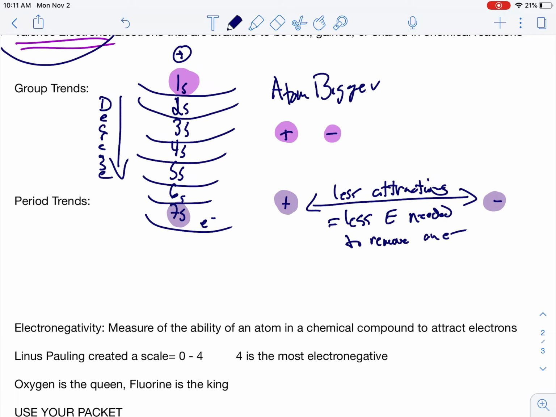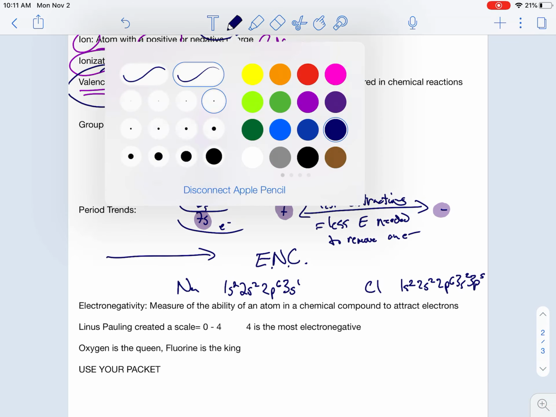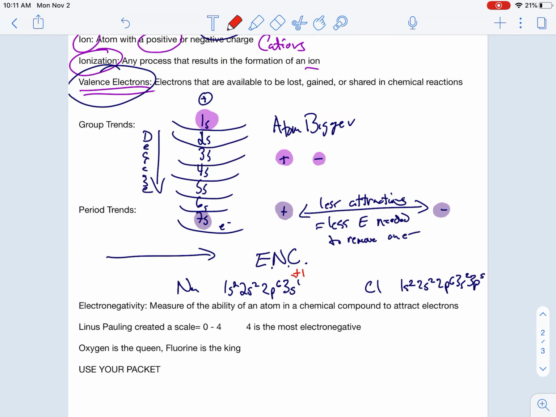Period trend. As I move from left to right, what's going to happen to the amount of energy that's required to remove an electron? Well, something about ENC is going to come into play here. Let's take a look at two atoms. Maybe I look at sodium, 1s2, 2s2, 2p6, 3s1, and chlorine, 1s2, 2s2, 2p6, 3s2, 3p5. ENC on sodium is going to be a positive 1, and I'm talking about this electron right there, the one that's going to be removed. And ENC on chlorine is going to be a positive 7, and this is the electron I'm going to remove out here.